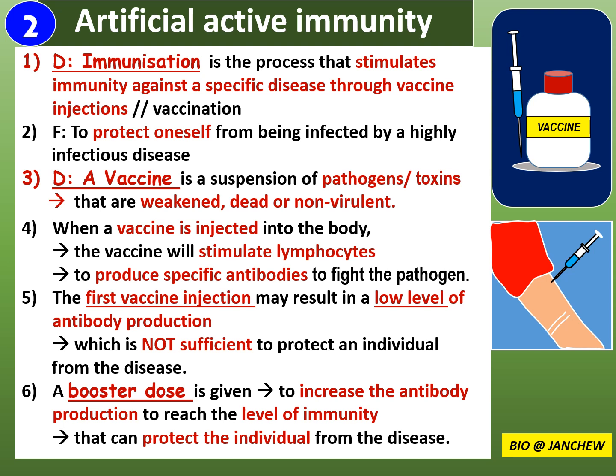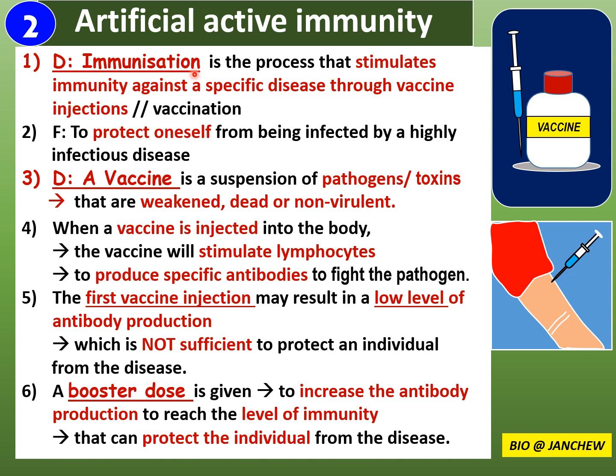Now, the second type of immunity is called artificial active immunity. So it is obtained through immunization. What is immunization? It is the process that stimulates immunity against a specific disease through injections of vaccine. Okay, so the injection of vaccines is sometimes known as vaccination. So immunization is acquired through vaccination.